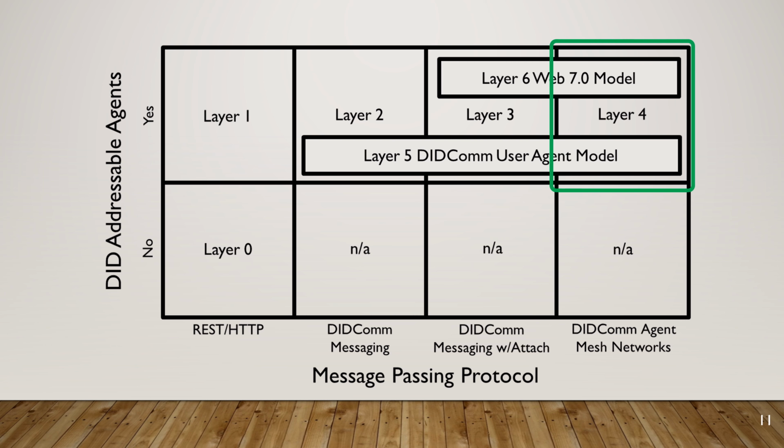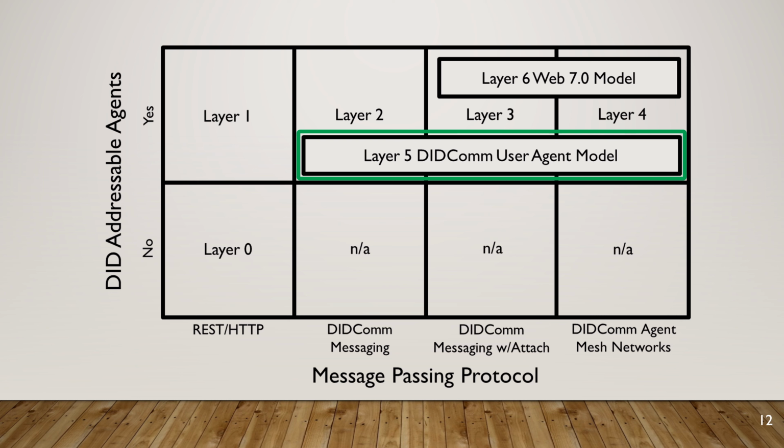Layer 4 takes things in a significantly different direction, and this is where we envision a mesh network that connects a large number of DIDComm agents together. And so we have intelligent routing of DIDComm messages, secure private intelligent routing of messages through the DIDComm network, support for disconnected clients, clients that are either offline or clients that are agents that are behind a firewall.